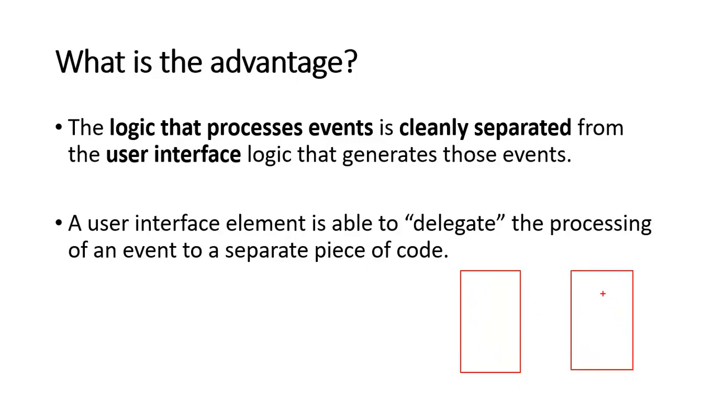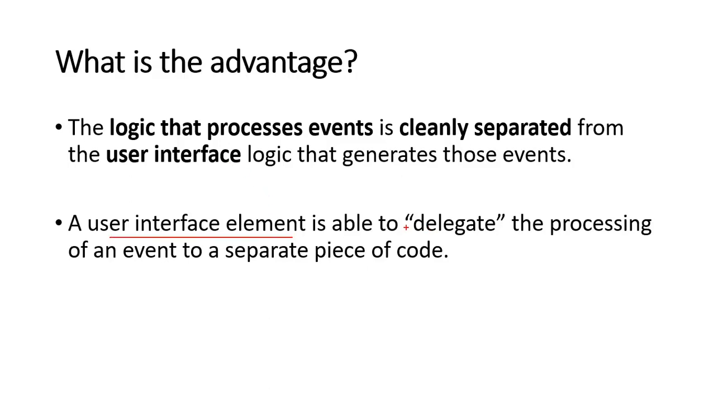And which are those two elements? One is my user interface, the other one is the code that handles the event. In a very simple way, I can say that the user interface element delegates the processing of events to a separate piece of code that is handled by the listener.